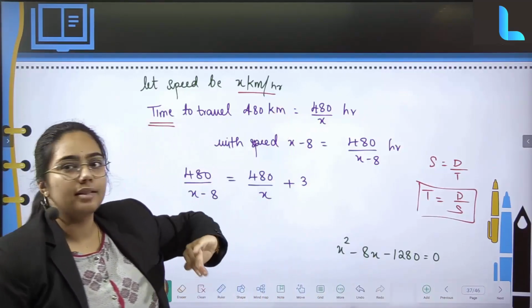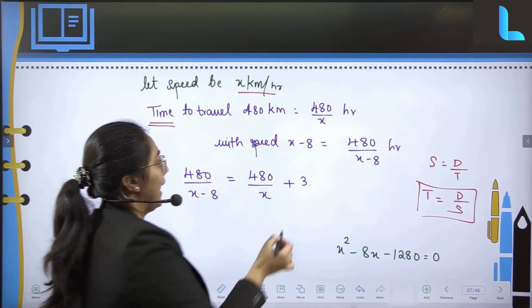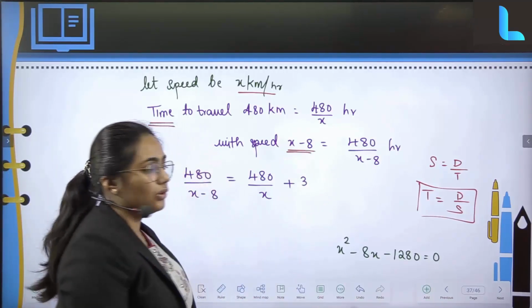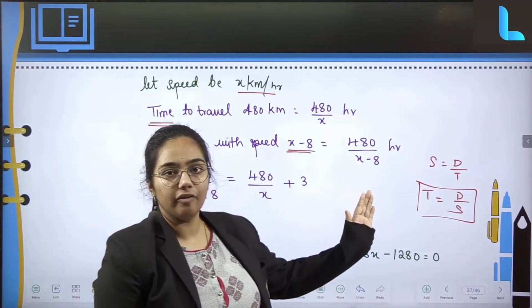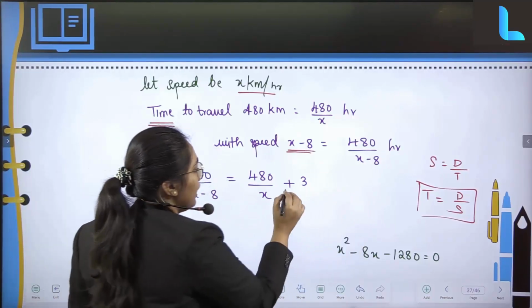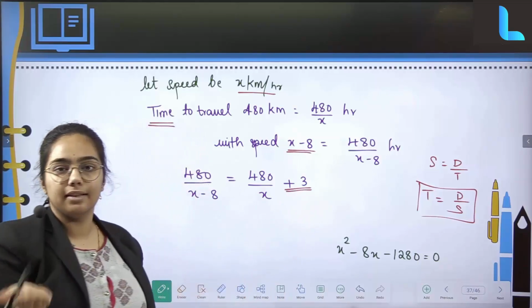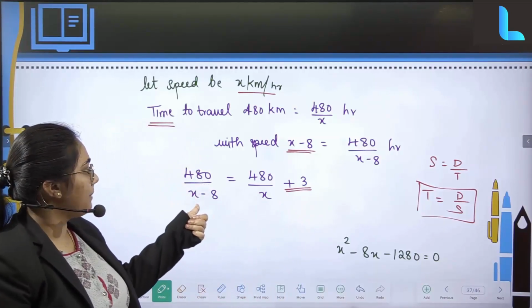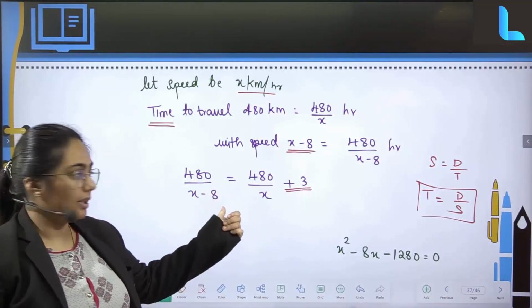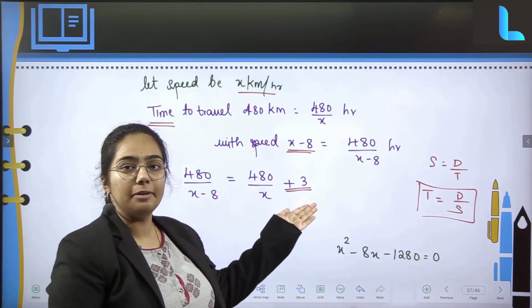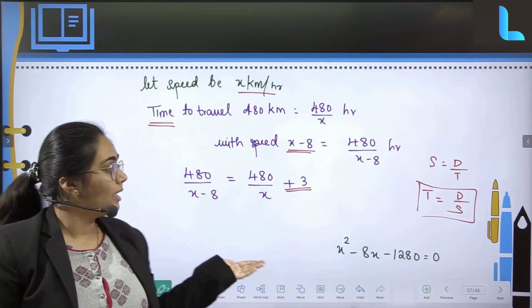Speed I had considered as x. Similarly, if the speed is going to reduce by 8 kilometers, what is the relation they have given? They have said that for the same distance, the time is going to increase by 3 hours.